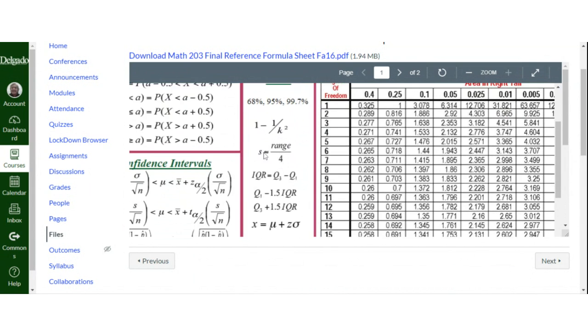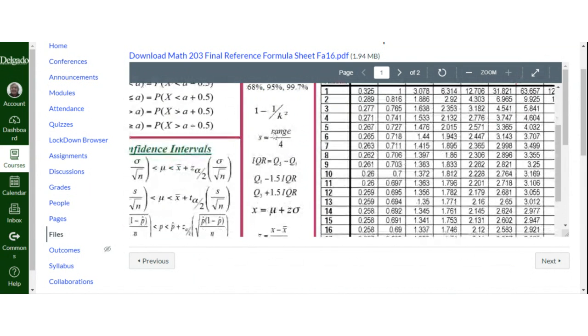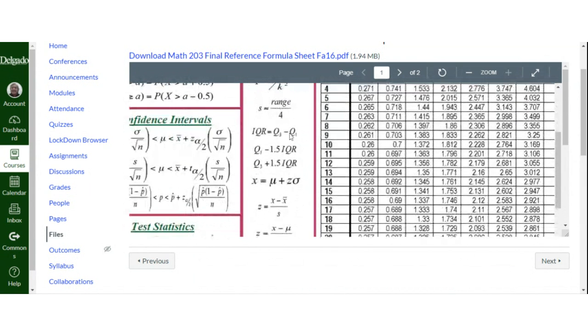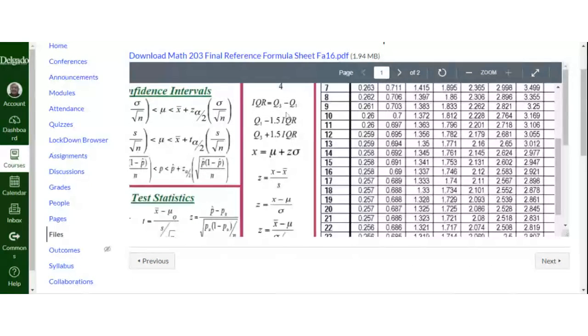The range, I don't know why that's in there. You don't really need that. And then here's your IQR. That's the end of chapter 3. And then here's your lower boundary for outliers, the upper boundary.